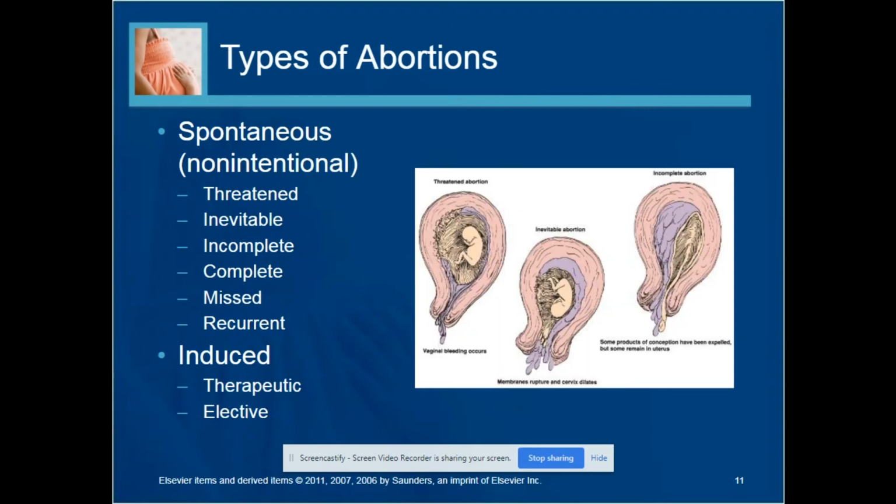Types of abortion. We're on page 83. So there are spontaneous abortions, and all of these are called abortions. Miscarriage is not a term that we use in healthcare. So spontaneous abortions mean that they have not done anything to encourage their body to get rid of the fetus. There are several different kinds. There's threatened, inevitable, incomplete, complete, missed, recurrent.